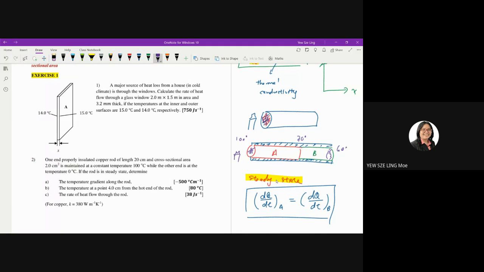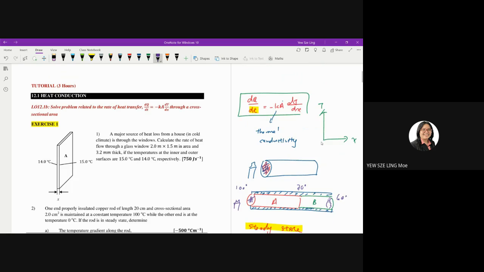So this is the meaning of the rate of heat transfer. You are looking at how fast the energy is being transferred. So it has nothing to do with the temperature at both ends. They could have different temperatures. It doesn't mean that they must have the same temperature at both ends. So that is heat conduction.